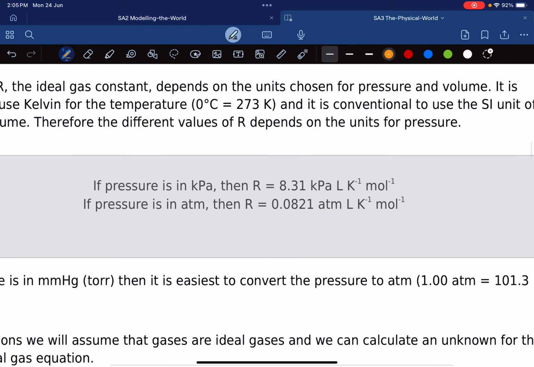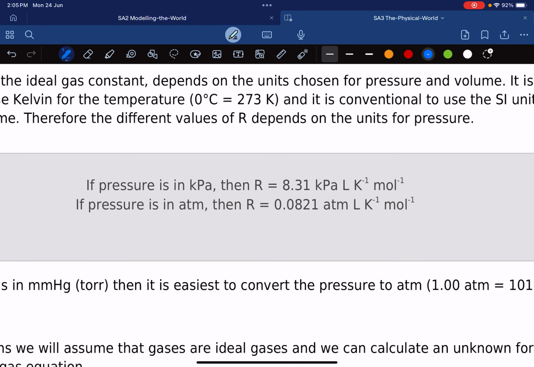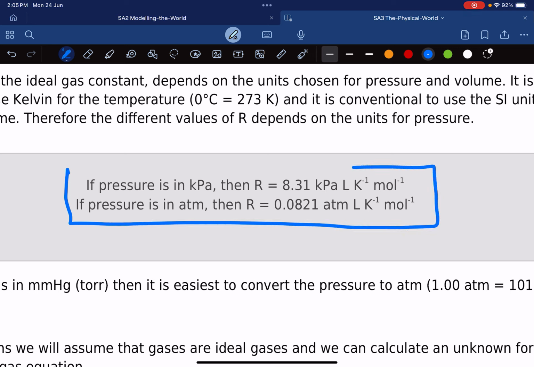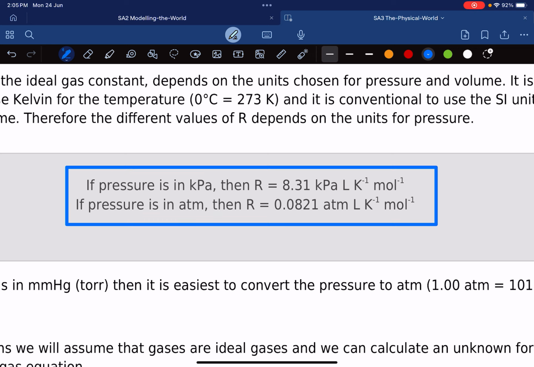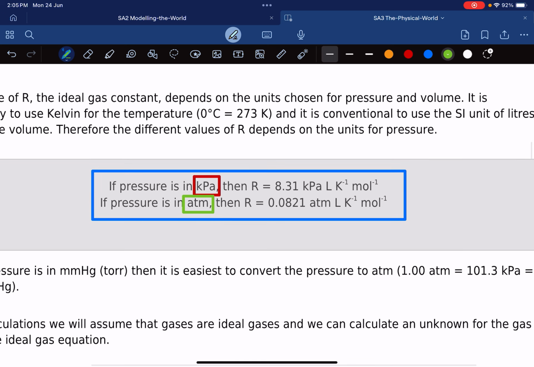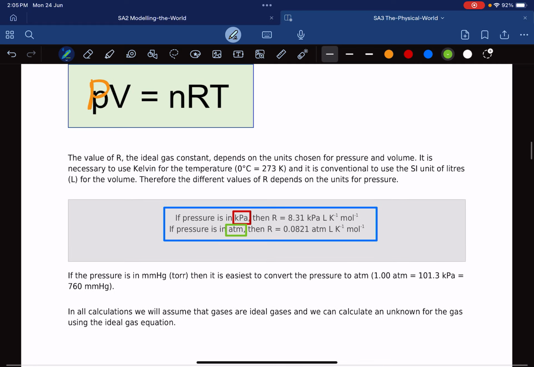The value of R, this is the important part. This is where students get confused. The value of R will be different depending on the pressure units. If pressure is measured in kilopascals, then R is 8.31. But if pressure is measured in atmospheres, then the R value is 0.0821. These two values are given to you during the exam, so you do not need to memorize them.